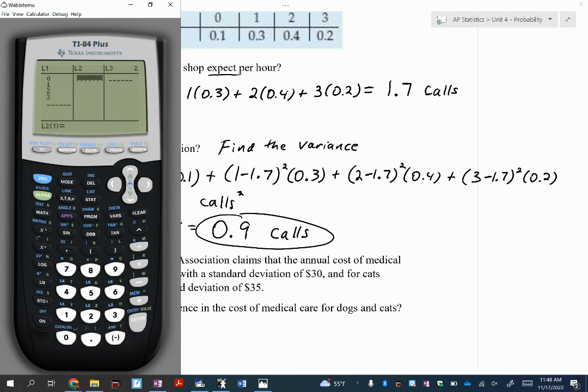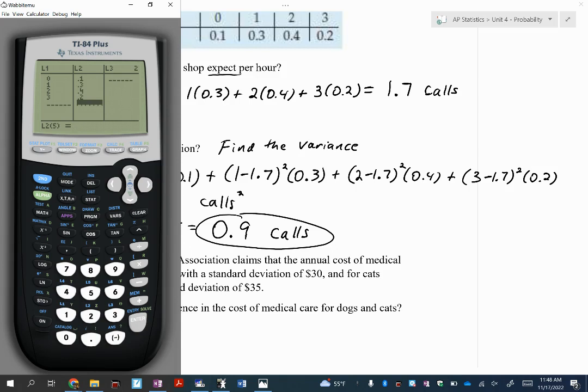Okay, and then in list 2, let's put the corresponding probabilities that those would happen. So 0.1, 0.3, 0.4, and 0.2. All right, we have that in.